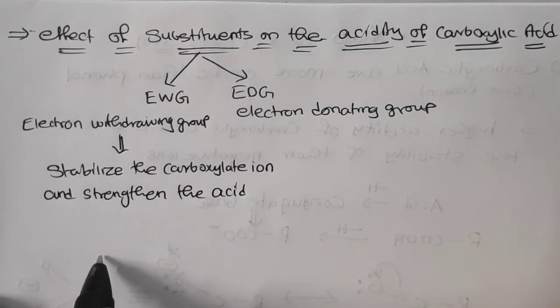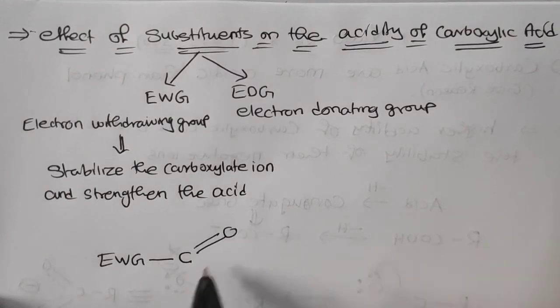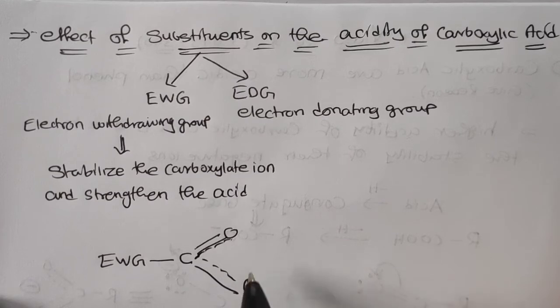Now what is the meaning of that? That is, if an electron withdrawing group is attached to a carboxylate ion like this, if I write, or I will write a resonance, if you remember, like this, O minus.